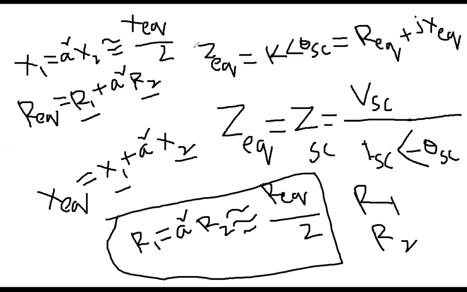You will be using this one. So then from here you will be getting X1 value and X2 value, similar to that method. So in that way, from those three readings, VSC, ISC, and PSC, you will get those 4 parameters of the transformer. Could you follow me?